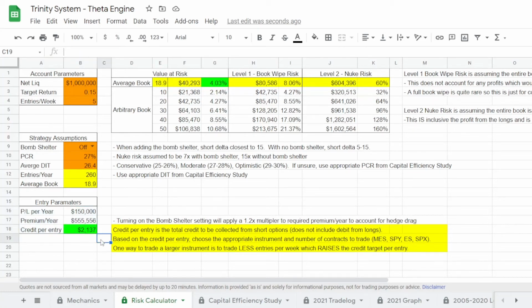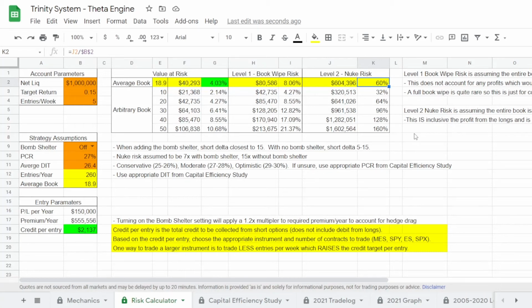And so at a 15% target return, now my value at risk on average is 4%. So level 1 book wipe risk is 8%. And the nuke risk is now 60, right? Now that's clearly much too big. This is why we can look at the bomb shelter and see what that does, okay? So you can now see how everything kind of translates. And depending on the configuration you're trading, you can size up until you feel comfortable with the level 1 and the level 2 risk, and you can gauge the book size, right?